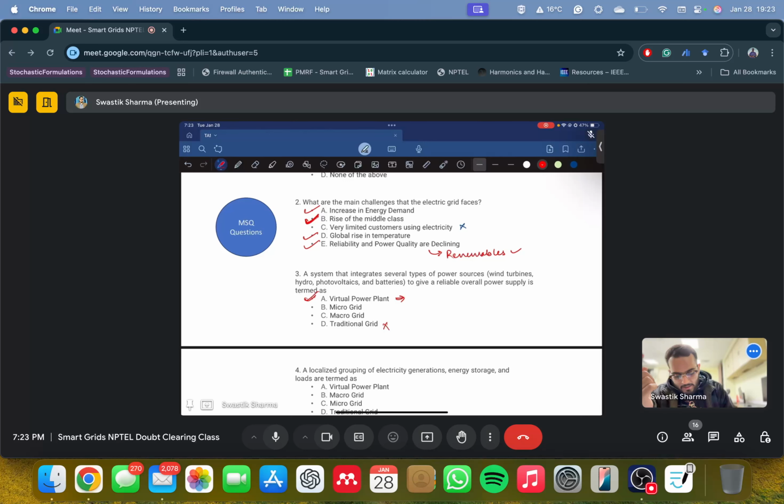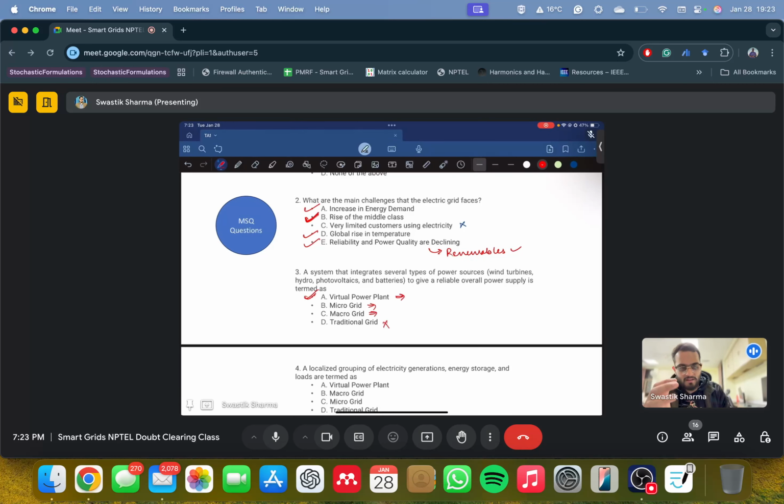Microgrids are designed to be used as standalone systems when the connection to the main grid is off. The macro grid is nothing but your traditional grid which houses everything, your transmission system and everything. That is the macro grid, the bigger picture. So the correct answer is virtual power plant. Always remember, a virtual power plant is the one that can provide supply of power. A microgrid does not do that.